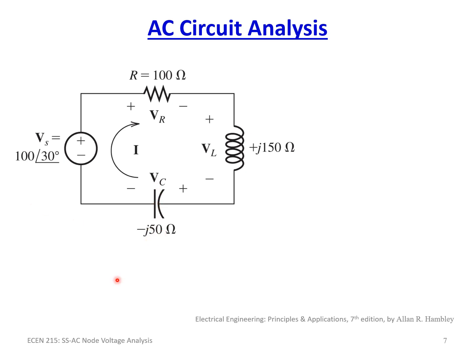And to get the Z equivalent, we just need to add them together. So let's go ahead and do that. We have R plus ZL plus ZC. Since we're adding in the complex domain, all the real values add, and all the imaginary values add separately. So we end up with 100, because this is the only real resistance in the circuit, plus j100, because the 150 minus 50 added together becomes j100.